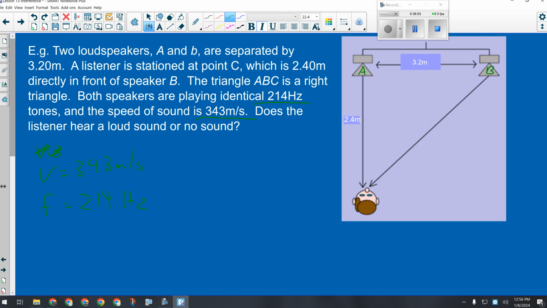Remember I told you it was going to come up again and again and again? So if v equals f times lambda, and I know both of these, lambda is going to be v divided by f. So 343 divided by 214. I get 1.6.